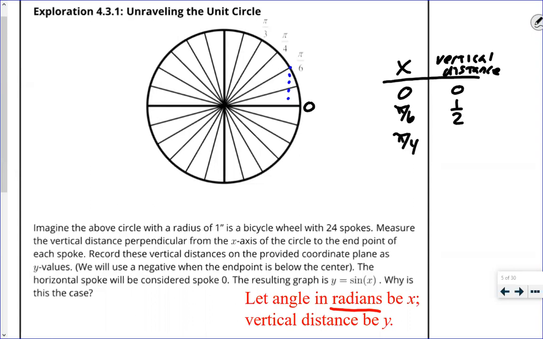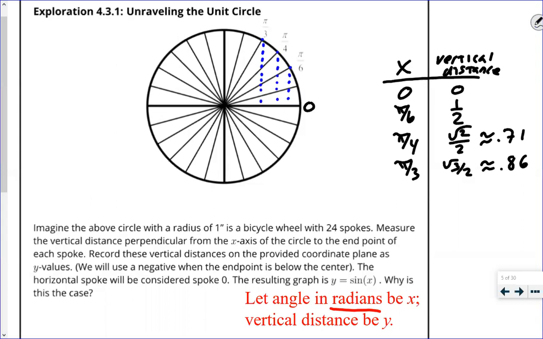So if we see pi over 4, again, we know off the unit circle that's going to be root 2 over 2. That's about 0.71 if you stick that into a calculator or Desmos. I'm talking about that distance right here. And then if I go to pi over 3, I can measure that distance. And we know the sine of pi over 3 is root 3 over 2, which is about 0.86.